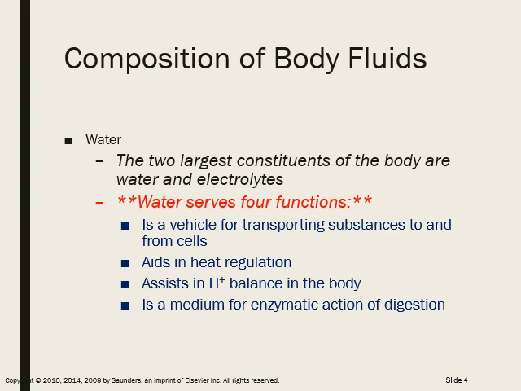We will begin our review of fluid and electrolytes by discussing the composition of body fluids. Let's start with the discussion of water. The 2 largest constituents of the body fluids are water and electrolytes. Water serves 4 functions. Water serves as a vehicle for transporting substances to and from cells. It aids in heat regulation, assists with hydrogen ion balance in the body, and it is a medium for enzymatic actions of digestion.